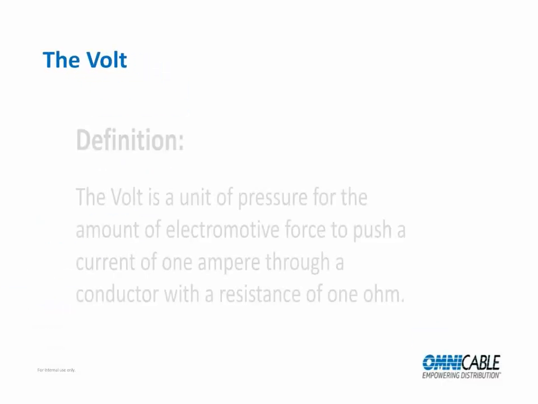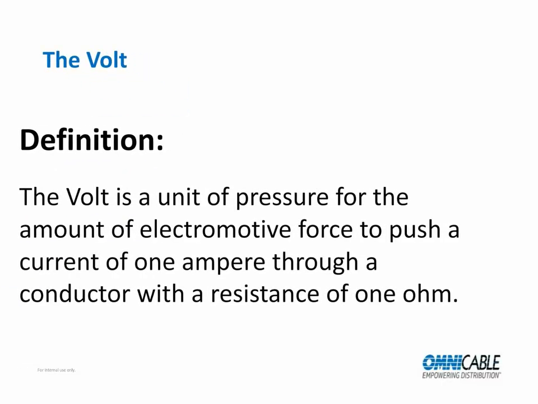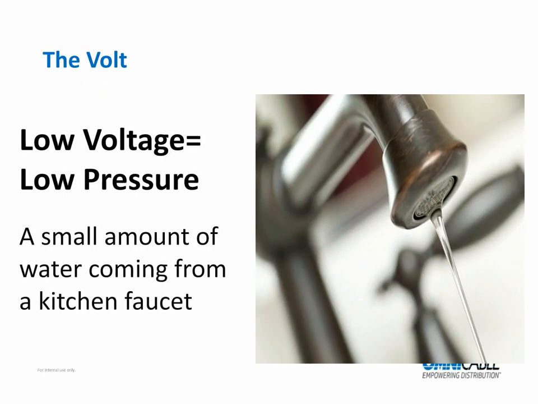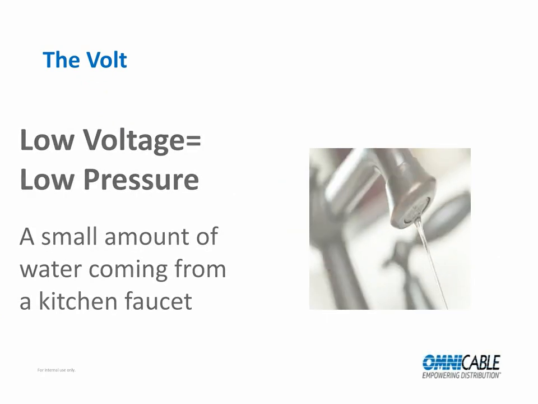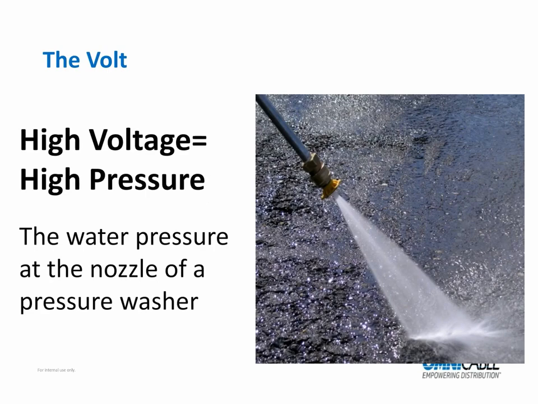A volt is a unit of pressure which tells the amount of electromotive force used to push a current of 1 ampere through a conductor with a resistance of 1 ohm. Low voltage means there will be low pressure, like this faucet, and high voltage means there will be high pressure, like the nozzle of a pressure washer.